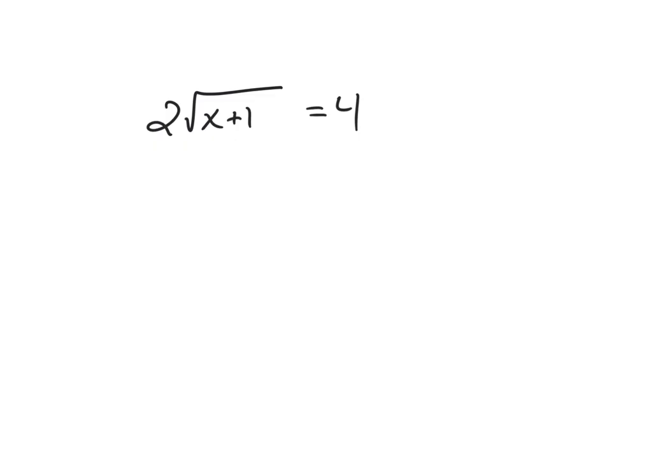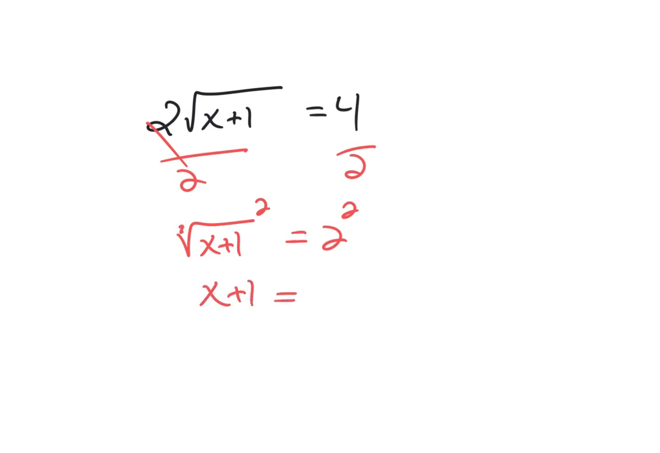So the first thing I'm doing on this one is I'm going to divide both sides by 2. And I get the square root of x plus 1 equals 2. Now my job is to get rid of the radical. So the opposite of a square root is squaring. So I'm going to square both sides. 2 is the index, so that's why you square both sides.